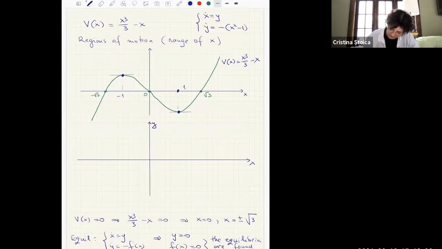So in any case, I'll just leave it like this. Okay, fine. And I'll do them in red because they're equilibria. And now I'm going to project them down. So this would be the equilibria in the phase space.